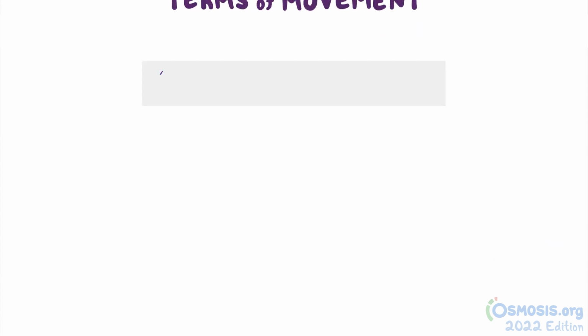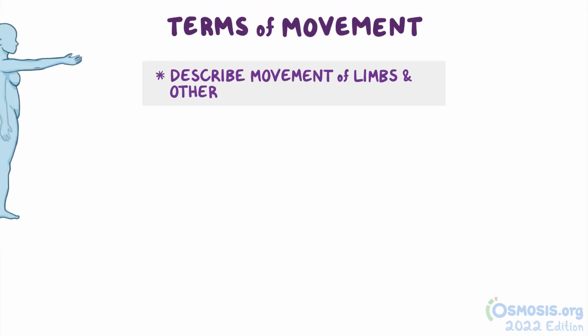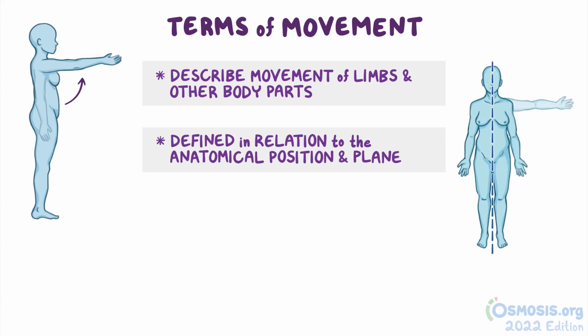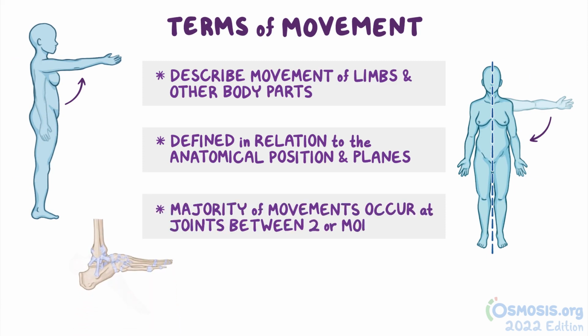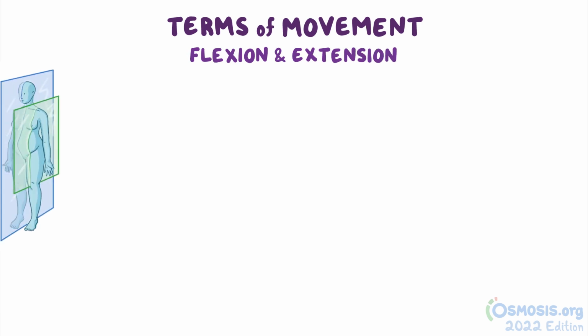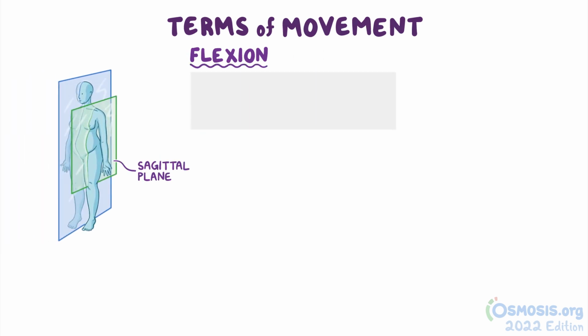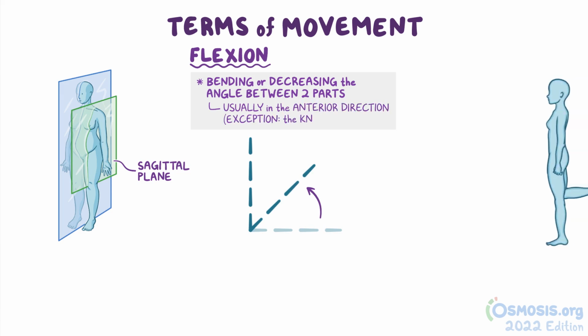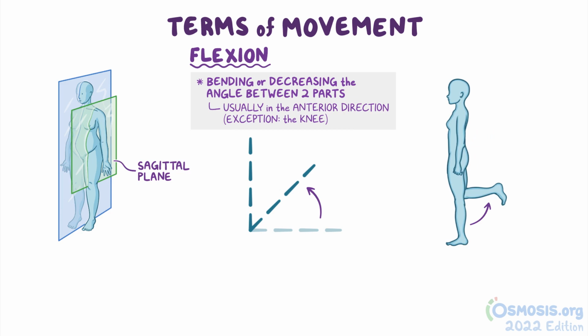Now, there are also various terms used to describe the movements of the limbs and other body parts. Most of these movements are defined in relation to the anatomical position in the planes we've discussed already. The majority of movements in the body occur at joints between 2 or more bones. So, flexion and its counterpart, extension, are movements in the sagittal plane. Flexion indicates bending or decreasing the angle between 2 parts of the body, bringing them closer together. Flexion usually involves movements in the anterior direction. The one exception to this is the knee, where the leg moves in the posterior direction during flexion.